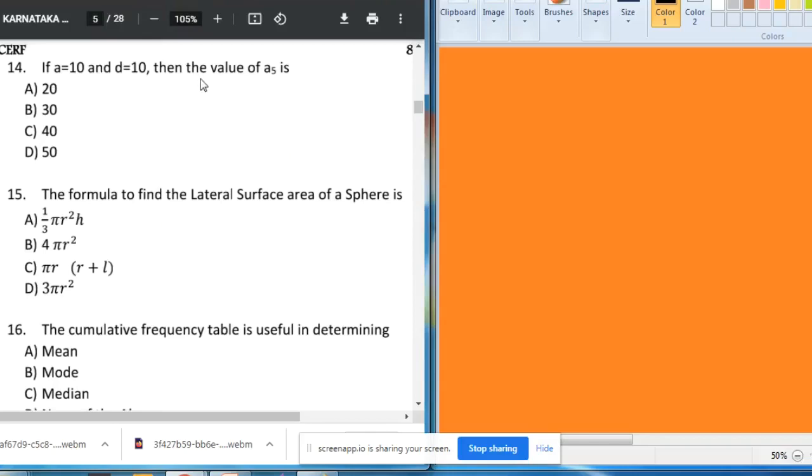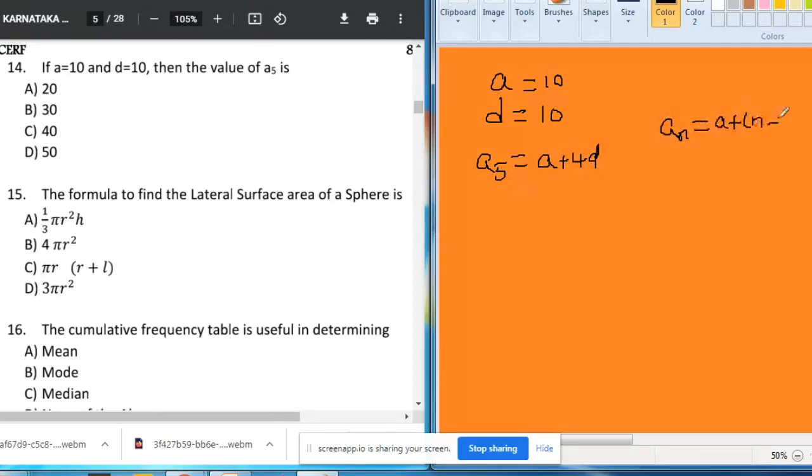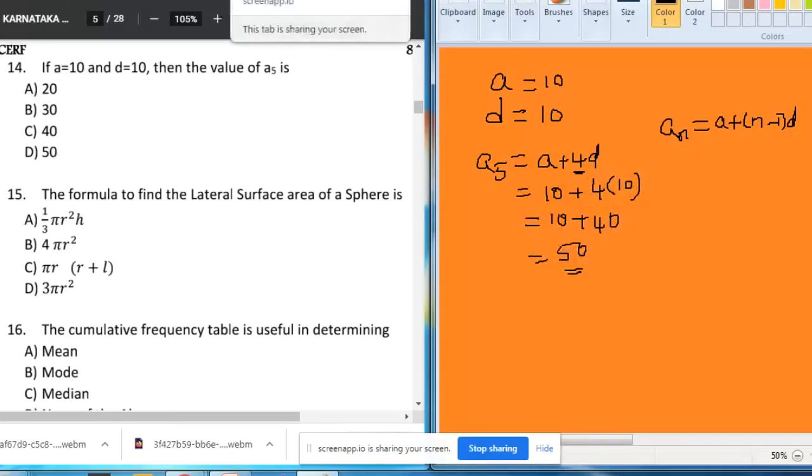14th question. If A is 10 and D is 10, then the value of A5 is. In arithmetic progression, the first term is represented with A, 10, and the common difference is represented with D, which is given as 10. They are asking to find the fifth term in the arithmetic progression, which is nothing but A plus 4D. The nth term in arithmetic progression is given by A plus (n minus 1) into D. So the fifth term is A plus (5 minus 1) D, which is nothing but A plus 4D. So A, the first term, is given as 10 and D, the common difference, is given as 10 in the question. 10 plus 40, which is 50. The correct option for this question is D, 50.